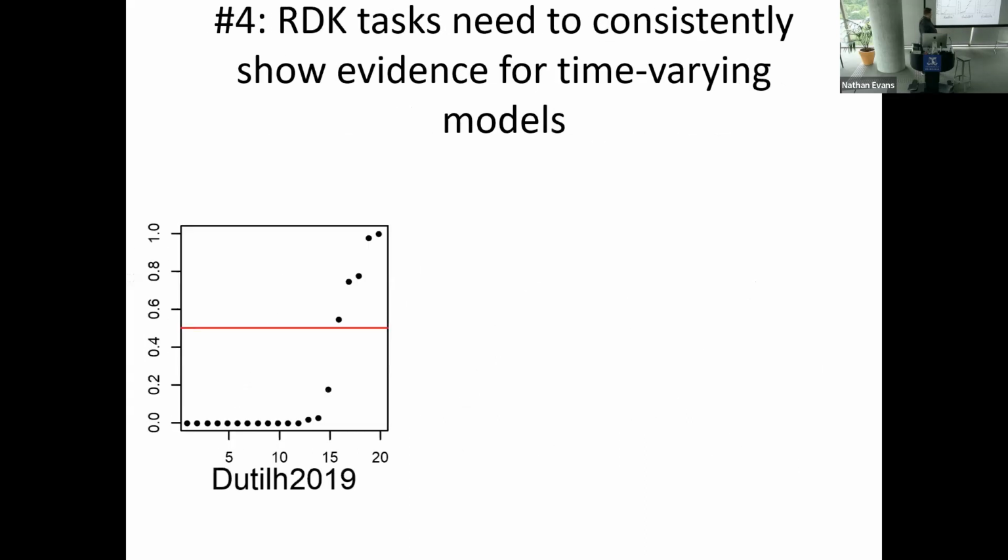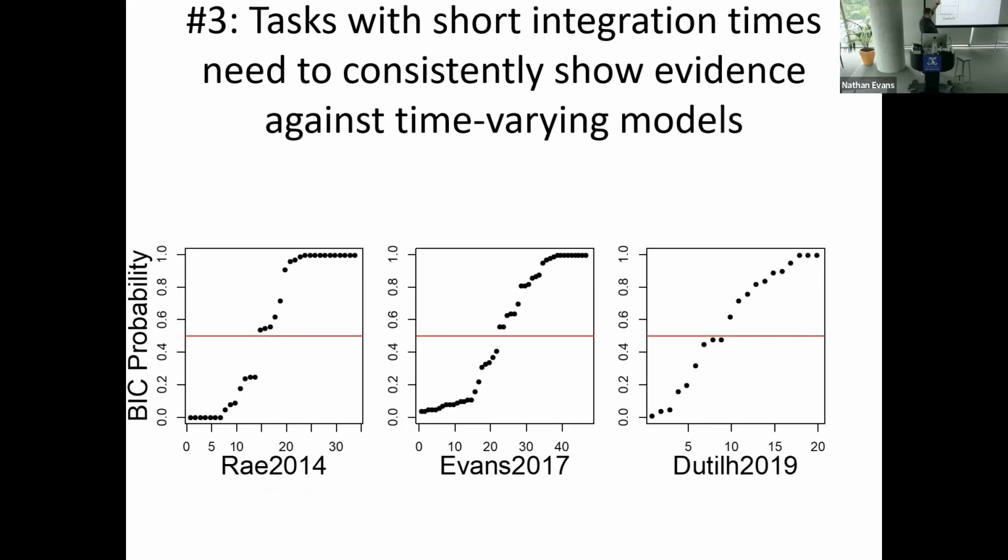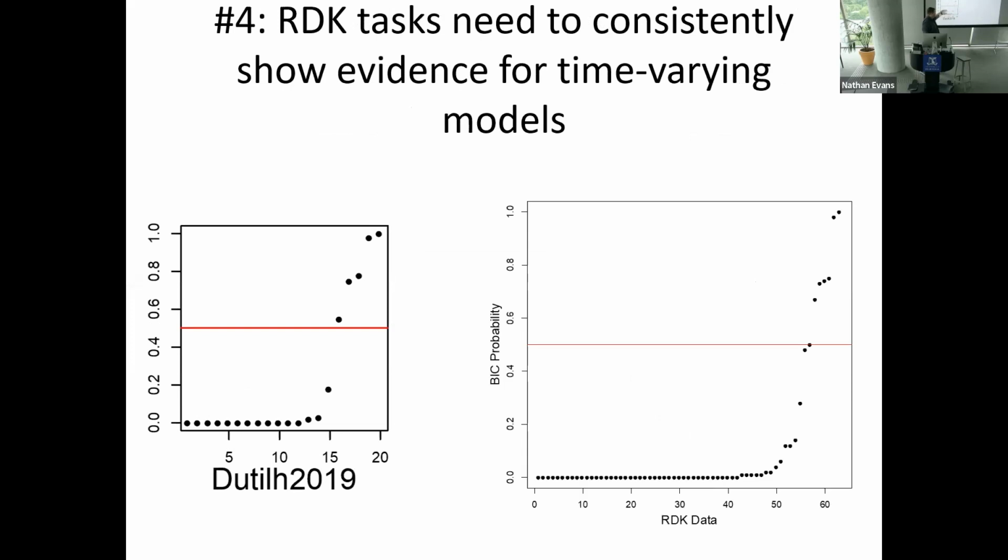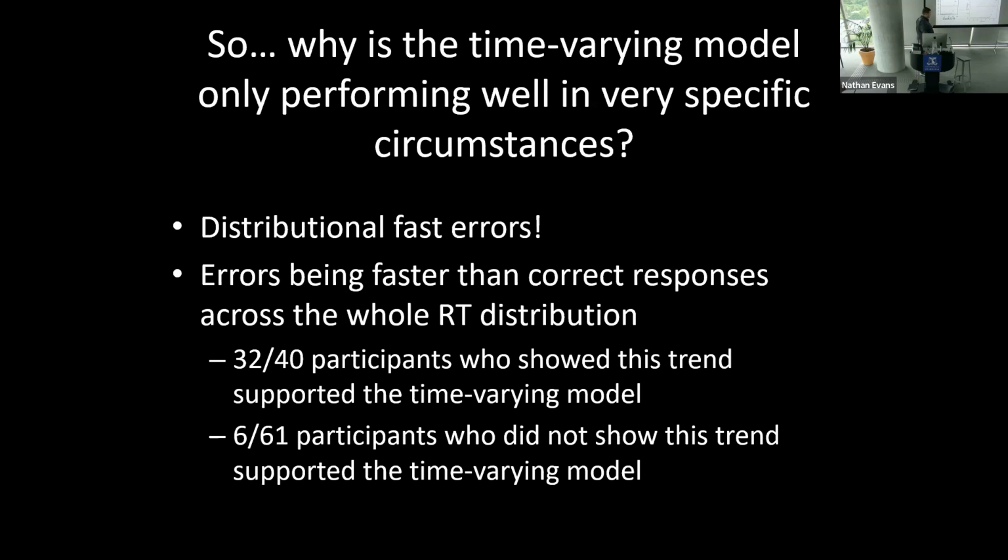The key bit I want to get to in a moment is, the other thing is now getting on to point 4. So again, that was RDK. This is RDK again. Essentially, I only fit 2 RDK data sets, and they both actually showed strong evidence against the time-varying model, right? So in both RDK data sets, this Dutilh pseudo-experiment, and this random RDK data set that I have lying around and I've never published, but just always throw at these kind of situations, again we've got most people showing very strong evidence for the standard diffusion model, right? So not really seeing this evidence for the time-varying model.